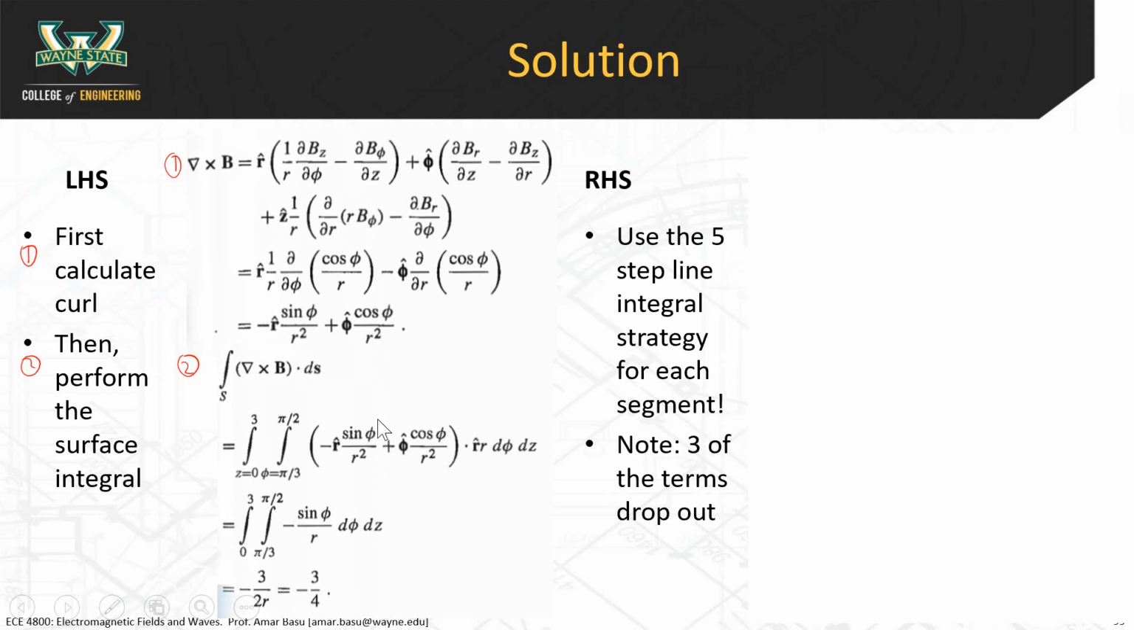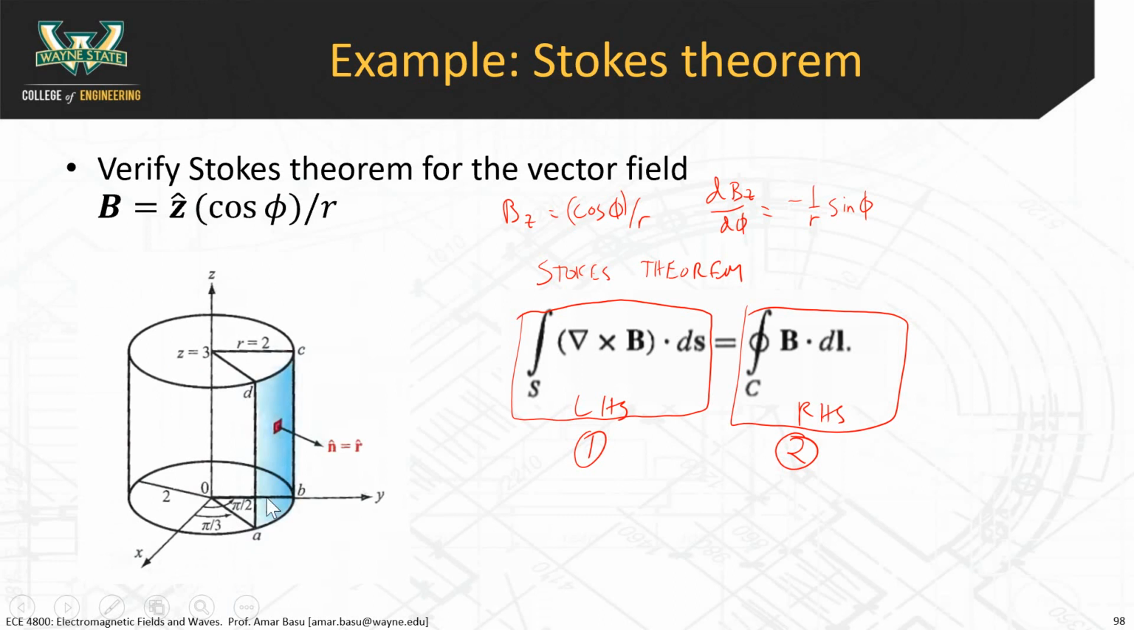Okay, notice that just like before, after you take the dot product, this becomes a scalar function. In this case, it's just sine of phi over r, times d phi dz. And notice that we are at a fixed r, so the r goes away. You can substitute in a value for r because you are at a fixed value for r in this case.